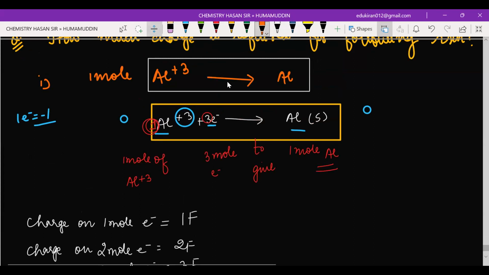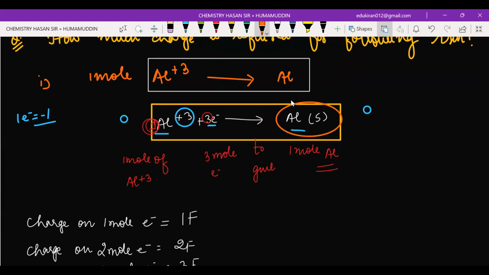So here it is clear that to get 1 mole of aluminium, how much charge do we require? 3 moles of electrons, because the question asks how much charge is required for the following reaction. Basically Al+3 is converting itself into aluminium solid. So how many electrons does it need? 3 electrons, that means 3 moles of electrons, that means 3 Faraday charge is required for this reaction. Are you getting my point, both of you? Yes. So please do write.